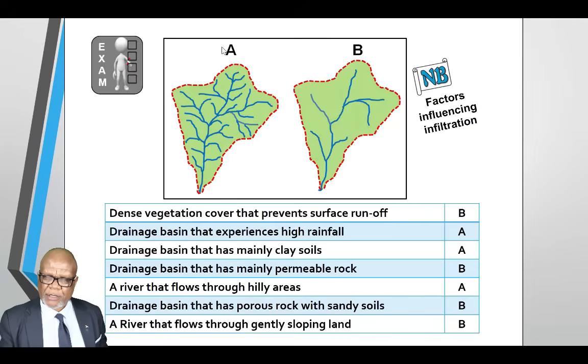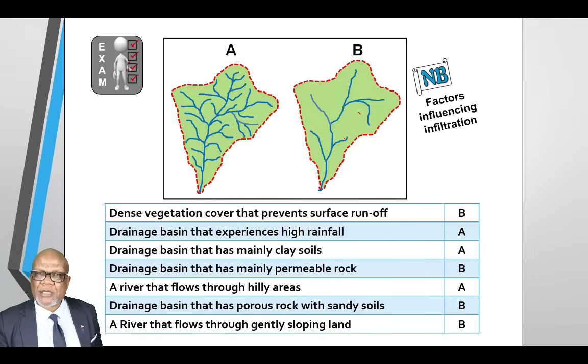Now, we have these activities. Dense vegetation cover that prevents surface runoff. So here at B, you can see there is more infiltration and less runoff. Why do we say there's less runoff? Because there are few streams. So it means there is dense vegetation here. There are more trees and grass. Therefore, there is more infiltration and there is less runoff.